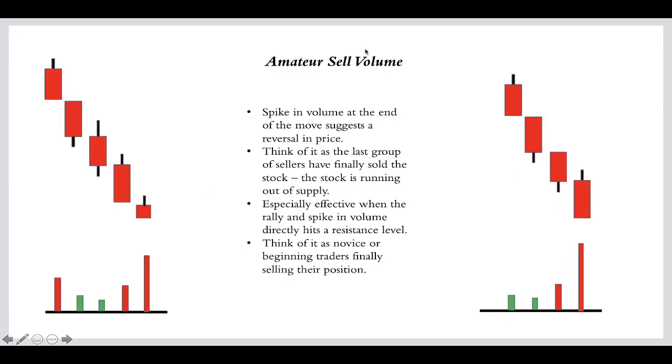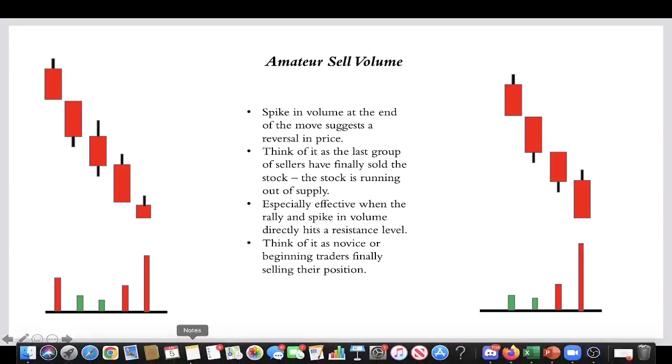There's also amateur sell volume, which is the exact same idea. The spike in volume at the end of the move suggests a reversal in price. Think of it as the last group of sellers have finally sold the stock and the stock is running out of supply. The stock keeps dropping and dropping, and some people are like, oh, it's going to keep dropping against me. I'm going to get out of my position. So these are the last group of sellers finally exiting after the stock dropped 4 or 5 red bars. And the stock is running out of supply, okay?